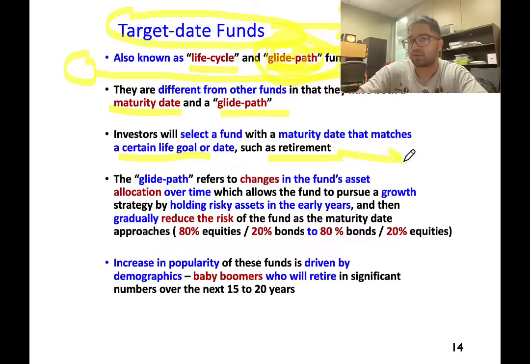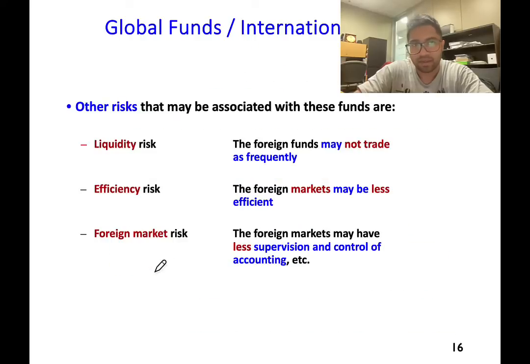So whatever year you are going to retire on, you will choose a fund matching that. The glide path refers to changes in the fund's asset allocation over time, which allows the fund to pursue a growth strategy by holding risky investments in early years and then gradually reduce the risk of the fund as the maturity date approaches. So initially they could be 80% equity, 20% bond. When they come closer to retirement, it could be 80% bonds and 20% equity.